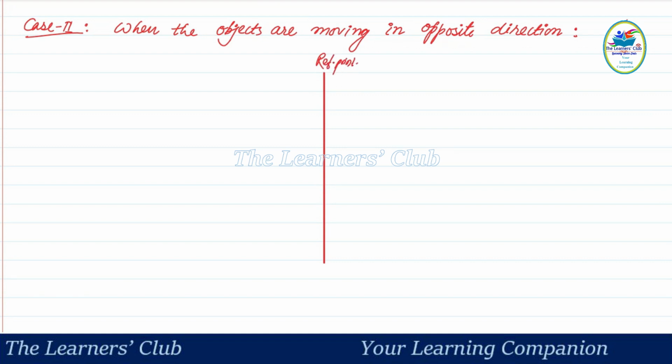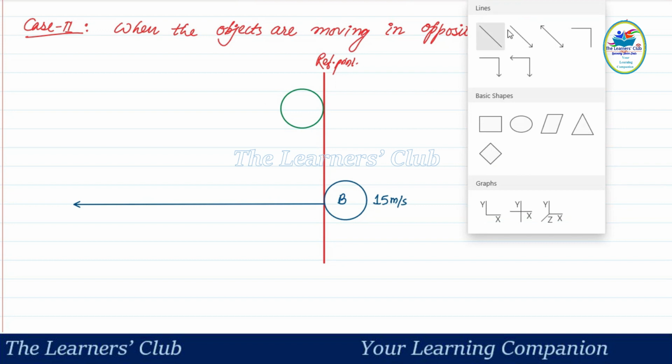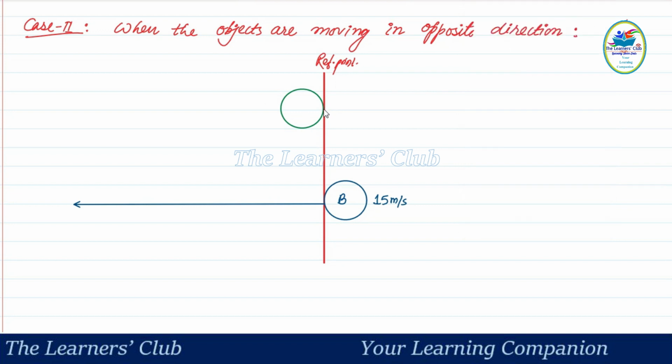Now suppose two different vehicles. One vehicle is here and another vehicle is here. They are moving in opposite direction. This is vehicle B, traveling ahead with a velocity of, let's say, 15 meter per second. The first one is also traveling ahead, but their directions are opposite to each other. This is vehicle A, traveling at 20 meter per second, let's say. Are you clear up to here? Yes, sir. It's very clear.